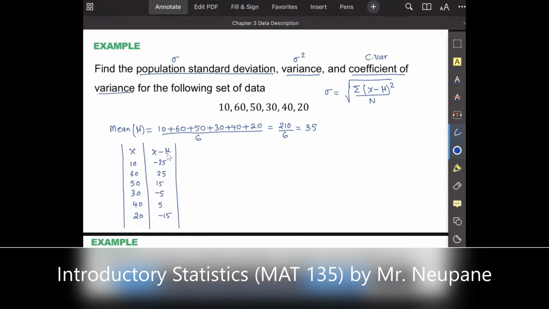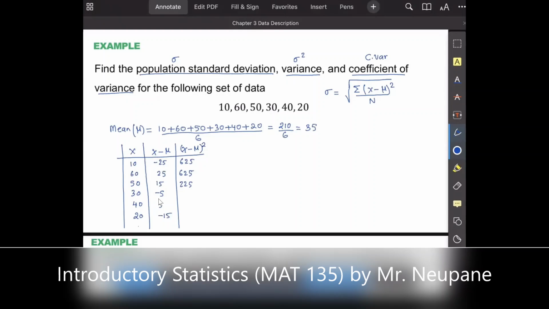So we got x minus mean, but what we need in our formula is x minus mean quantity squared. So in the next column, I'm going to find x minus mean quantity squared. Let's do that. x minus mean is negative 25. Negative 25 times negative 25 is 625. Next we have 25. 25 squared is 625. Next we have 15. 15 squared is 225.